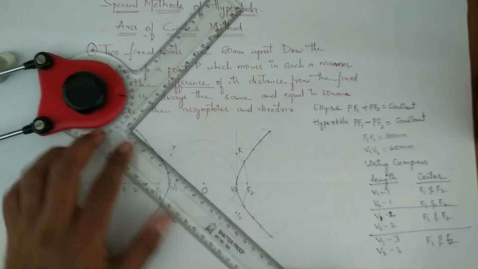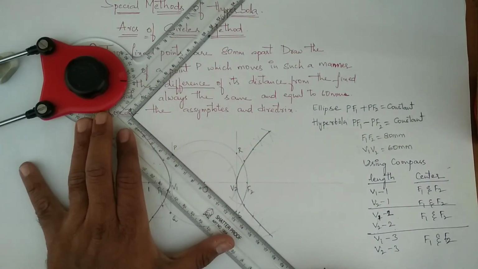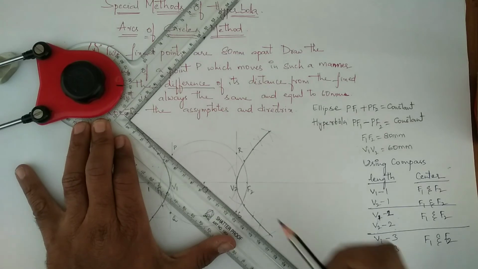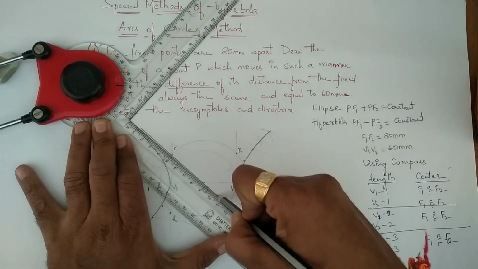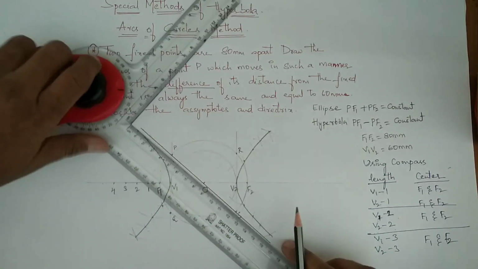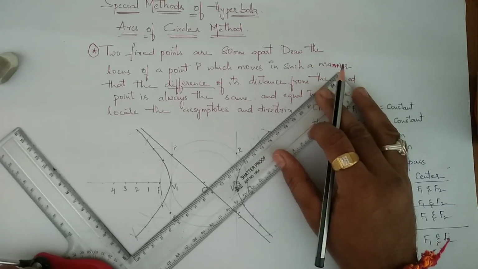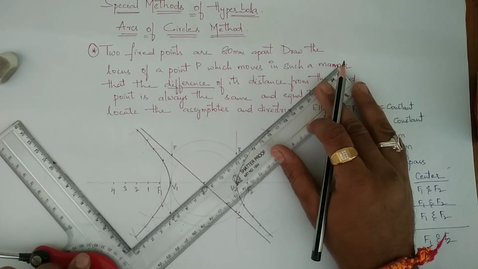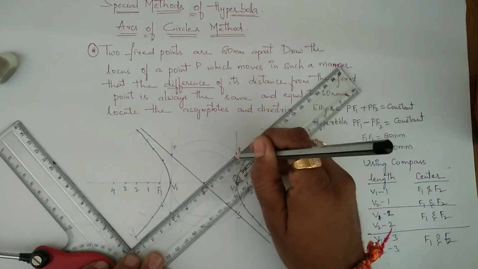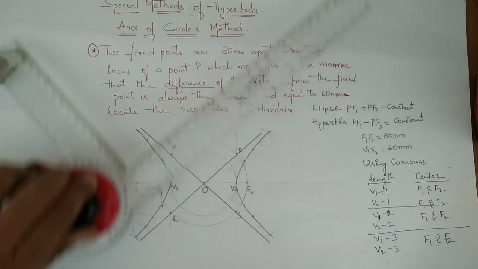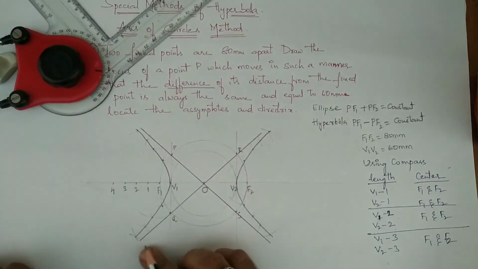Now join them at opposite points, such that you join P to S passing through O, and join Q R passing through O. So these are the two asymptotes.